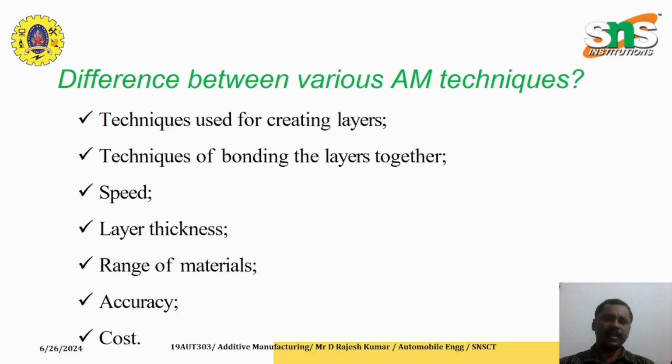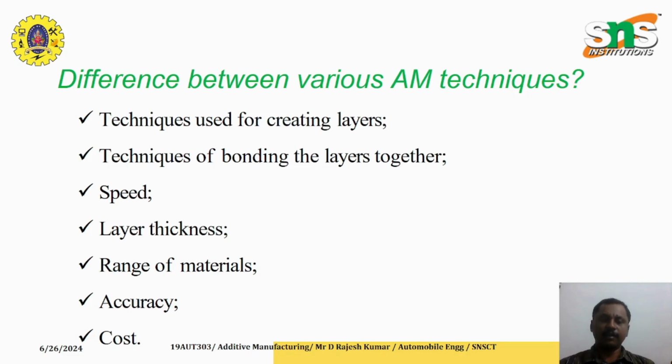Now the difference between various additive manufacturing techniques. In the previous slide, we saw the different types of process: solid, liquid, and powder based processes. The common difference among all these processes is the technique used for creating a layer. In powder based processes, the material is heated and fused by the application of a laser to solidify the layer. In the liquid based process, again a laser is used to scan each layer, so the liquid based material is converted into solid material.